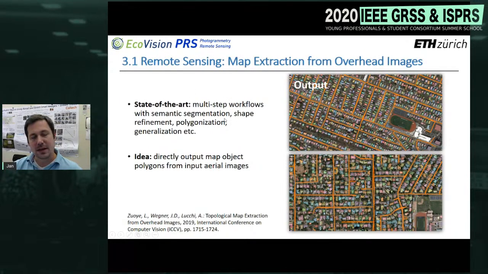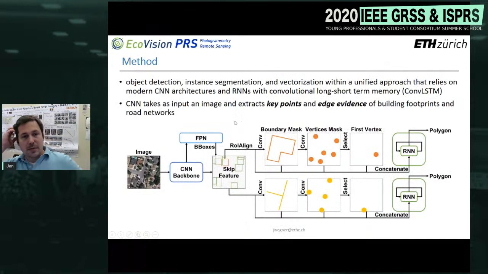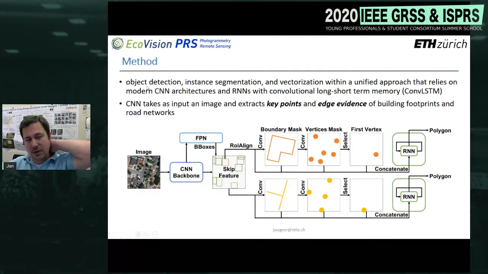The idea is that given an input aerial image, we directly want to output a vector map, so polygons that you can directly use in a GIS system or upload to OpenStreetMap, for example. We were inspired by Polygon-RNN at the time, from the Urtasun and Fidler groups in Toronto, and we lean a bit on their ideas for how to implement it. This is how it looks: object detection, buildings and roads in our case, instance segmentation, and vectorization within one unified approach that relies on a CNN married with a recurrent neural network with convolutional long short-term memory. So it's basically a convolutional LSTM approach.